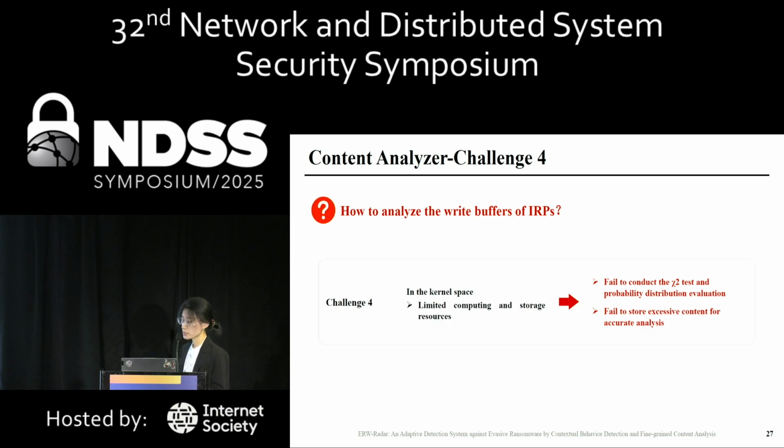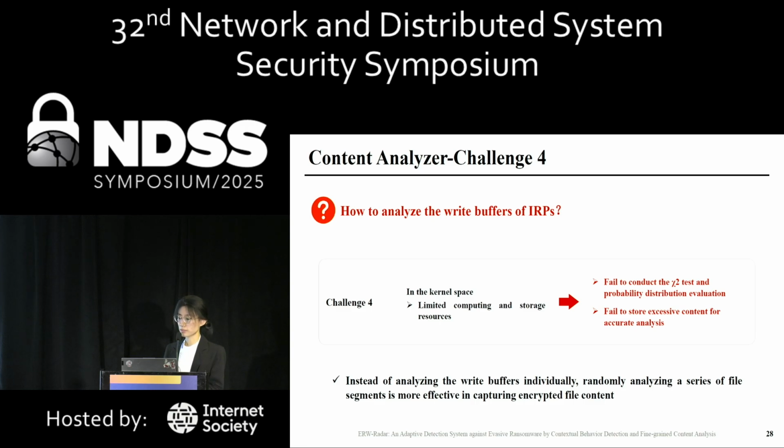Existing content-based analysis focuses more on the write buffers of IRPs. However, they are usually performed in the kernel space, so they face the challenge of limited computing and storage resources. So they also fail to conduct the chi-square test and probability distribution evaluation, as well as to restore excessive content for accurate analysis.